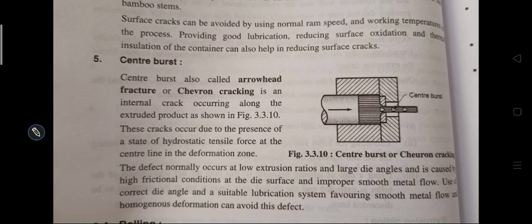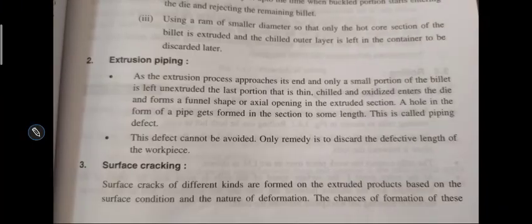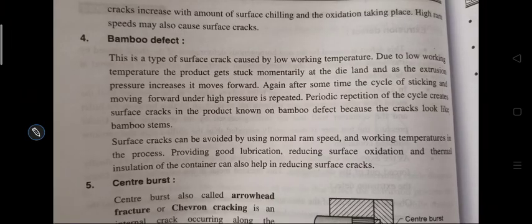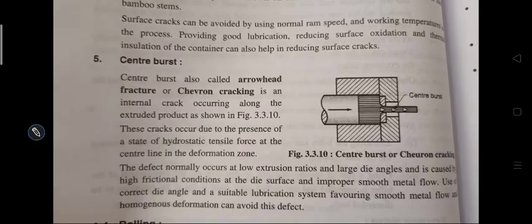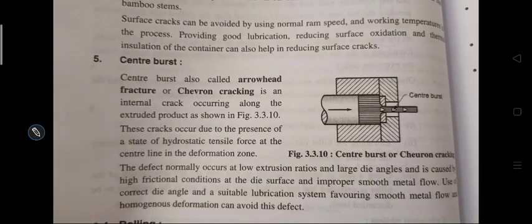There are five defects we studied in extrusion. First one is the extrusion defect. Second one is extrusion piping. Third one is surface cracking. Fourth one is the bamboo defect, and fifth one is the center burst defect. So these are defects in the extruded product.